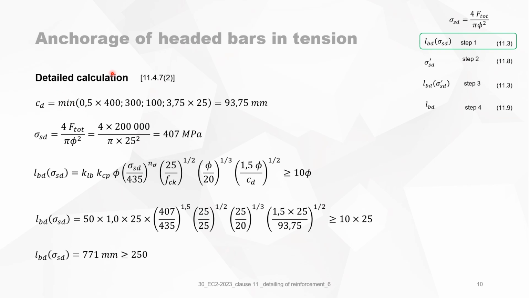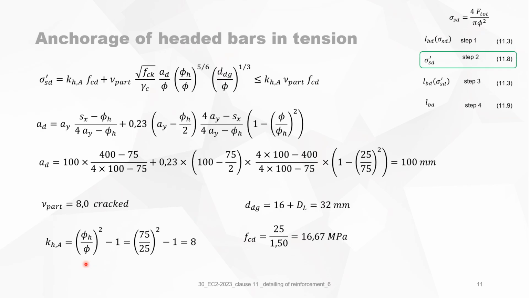Now we go to the detailed calculation. We calculate CD because of different values of AX and AY and CS. We arrive at 94 millimeters for CD. We calculate sigma SD, which is now 407 megapascal. We calculate the anchorage length needed for a straight bar with 407 megapascal as sigma SD, and we have 771 millimeters.